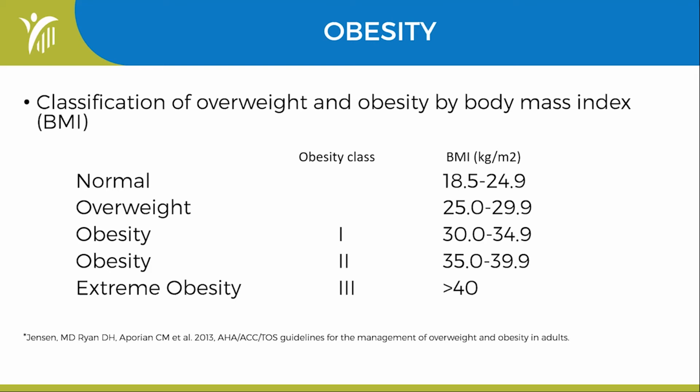They decided to put obesity in three categories. Obesity class 1 would be a BMI of 30 to 34.9, obesity class 2 would be 35 to 39.9, and extreme obesity would be a BMI greater than 40.